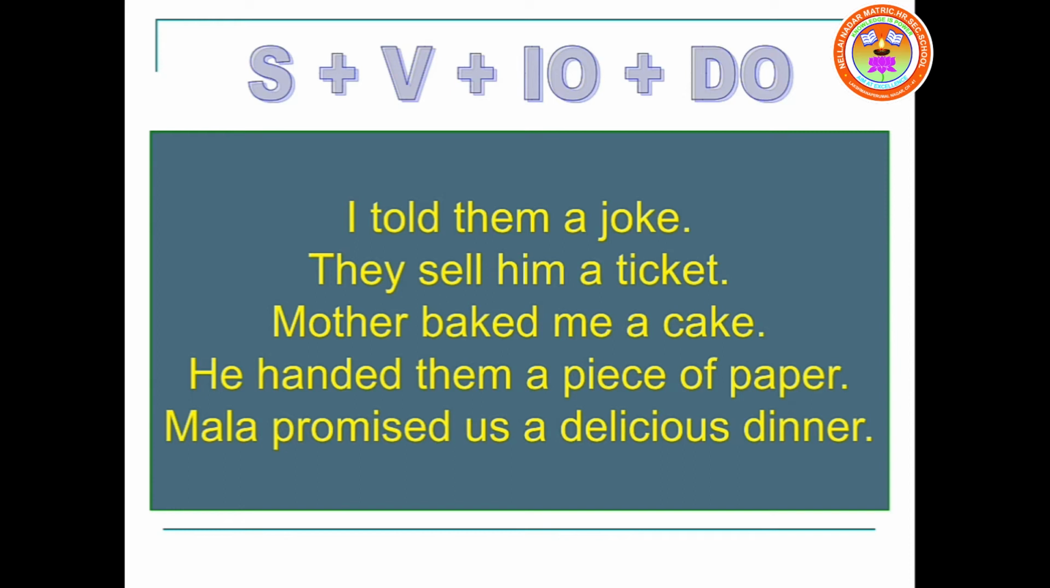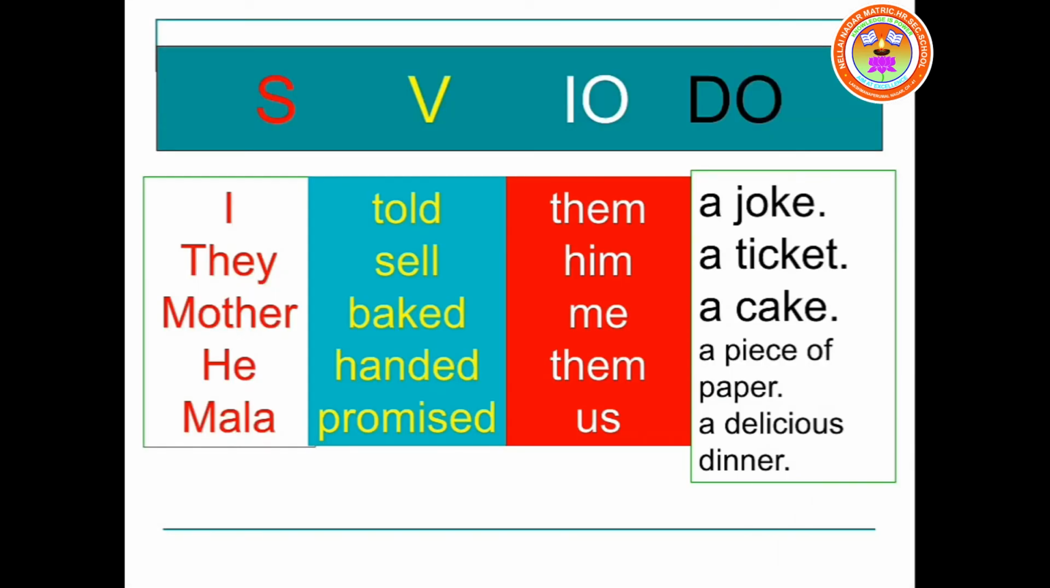Examples: I told them a joke. They sell him a ticket. Mother baked me a cake. He handed them a piece of paper. Mala promised us a delicious dinner.